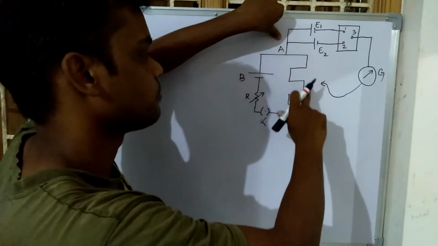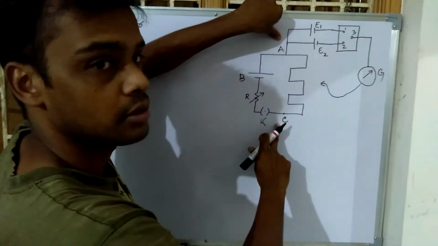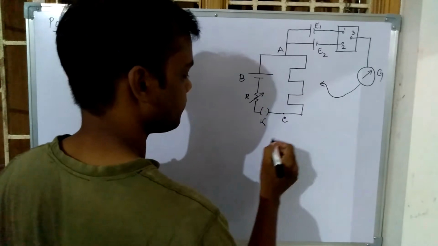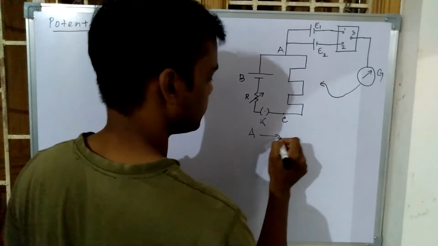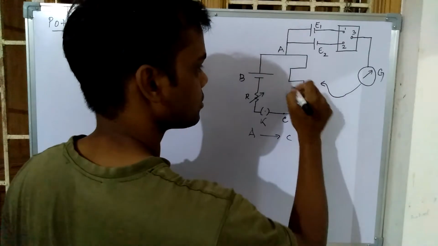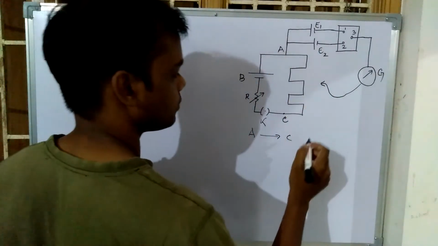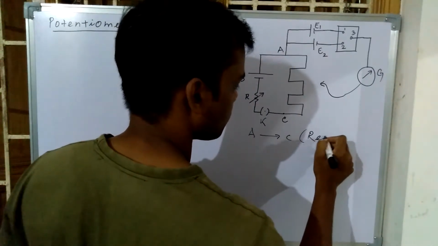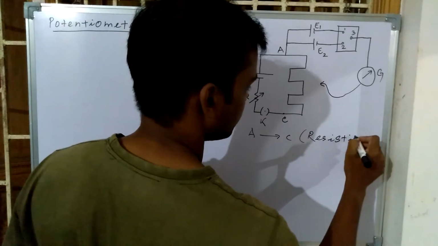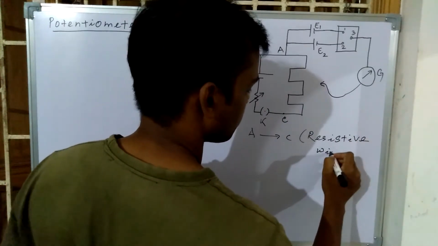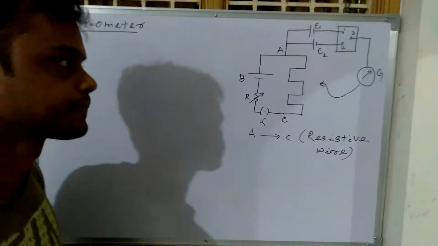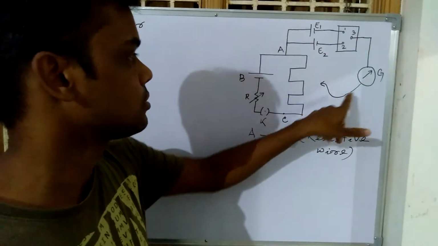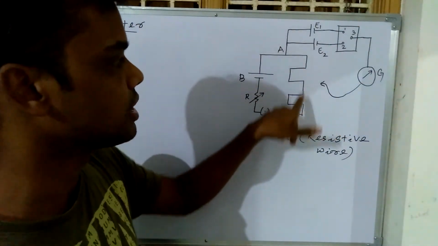But if you go in this path from point A to C, this one is a resistive wire. So this point A to C in this manner, this is a resistive wire, A to C. Now forget about these things, because this end is open now, it is not connected anywhere.